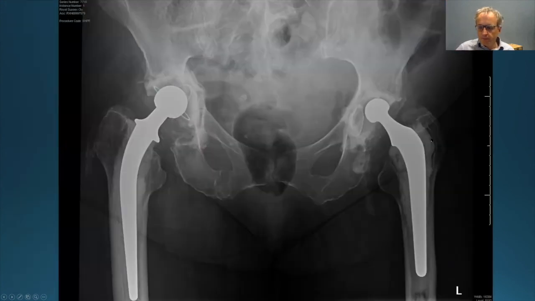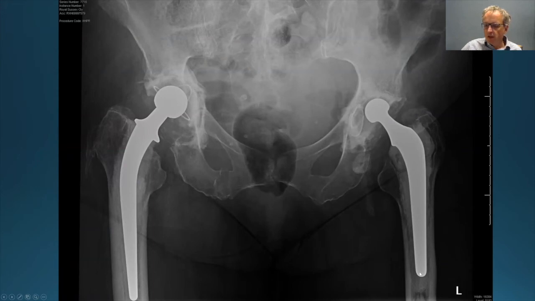This one on the left, have a think. Where's the radiolucent lines? So you can see it's coming down here to about there. So that's zones 1 and 2. But zone 3 hasn't, and you can see you've got some thickening of the cortex down here. Zone 4 looks okay, zone 5 looks okay, but again, zone 6 has a radiolucent line, and zone 7. So we've got a distally fixed stem, and the bone's reacting again.